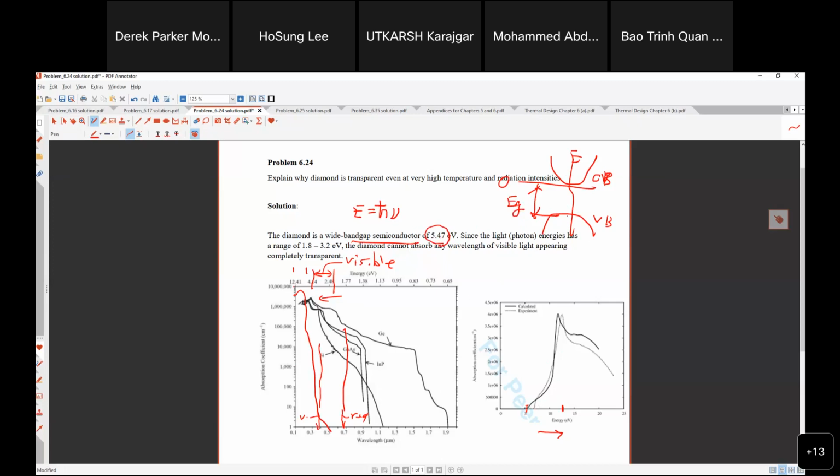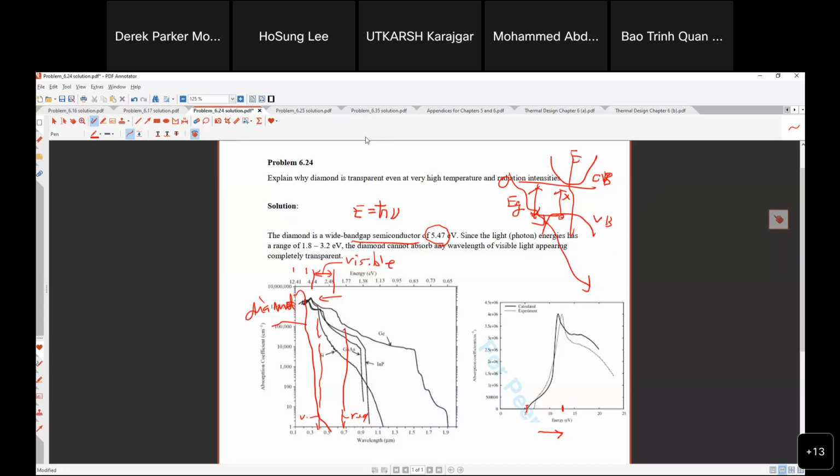So its electrons cannot absorb. If light is coming, it cannot be absorbed. So the light is not absorbed and passes through. That's what happens. This is diamond. Light is not absorbed and there is no reflection. That's why diamond is invisible, transparent.